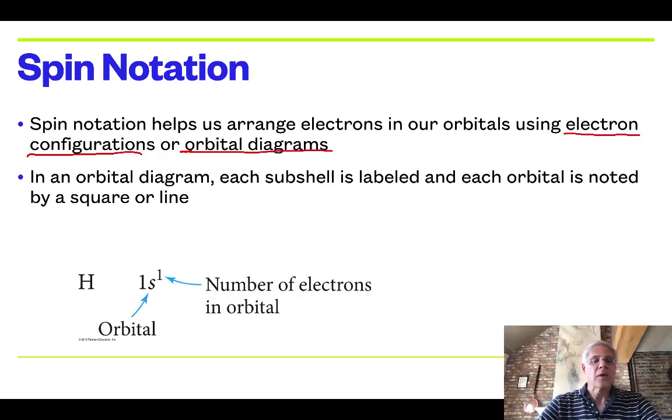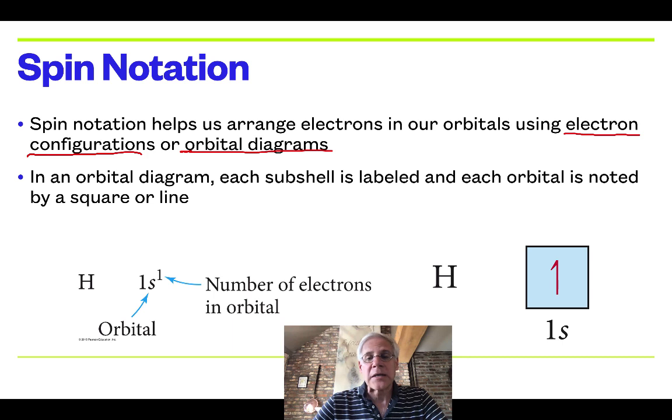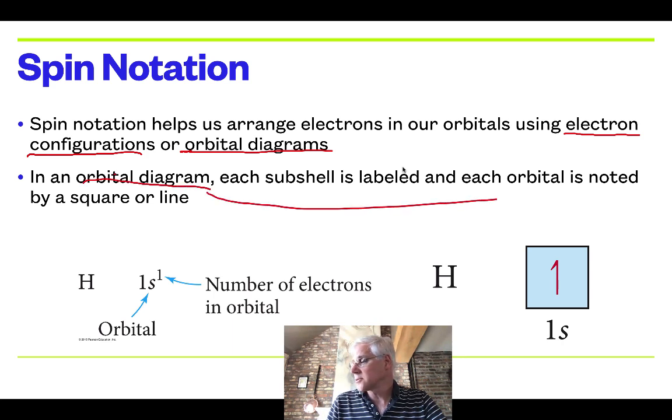There we go. So if we have an orbital diagram, each subshell is labeled and each orbital is noted by a square or a line. I tend to use a line when I'm drawing. Textbooks tend to use squares. And so this would be an orbital diagram here to the right.